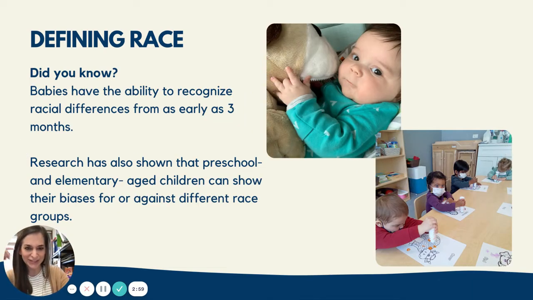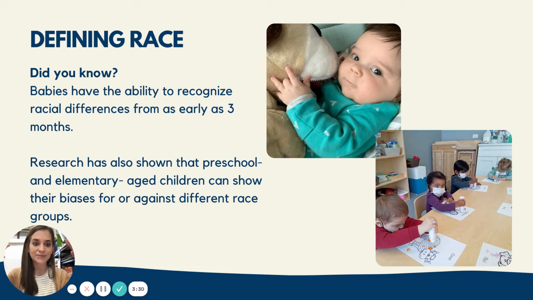Here's something really interesting. Babies have the ability to recognize racial differences from as early as 3 months old. I don't know if you remember when you were 3 months old, but that is my son Avraham. We call him Avi. That's a picture of him when he was 3 months. And can you believe that at that tiny little age, he could have looked at two different people and noticed that their races were different?